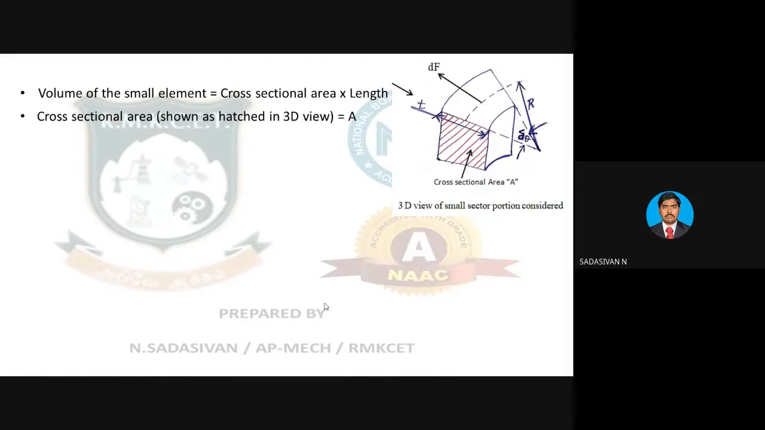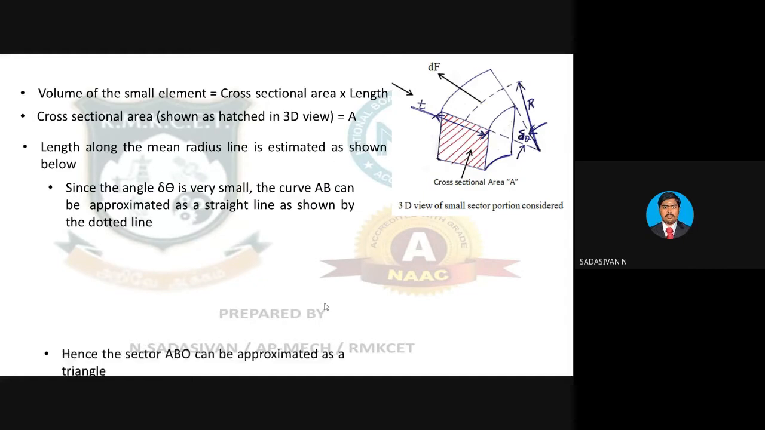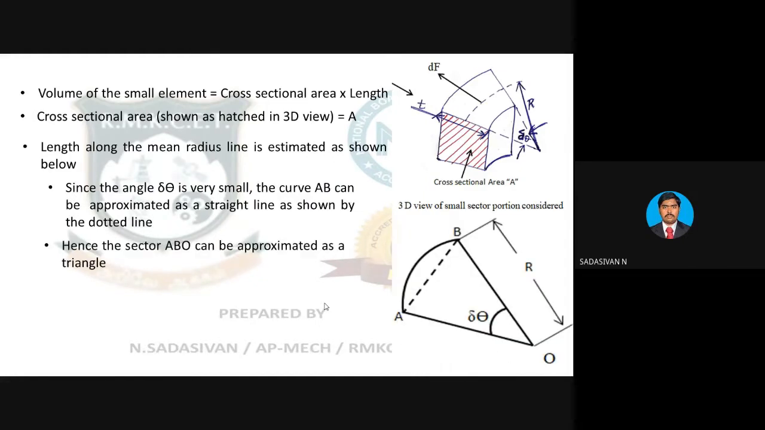So cross sectional area is capital A. Length of the mean radius is estimated as shown below. Look at this diagram, the second diagram. So this portion is taken as a small sector of a circle, and then I am going to have the angle subtended as d theta or del theta. And in this, if you look at this triangle, it is approximated to be a right angle triangle.